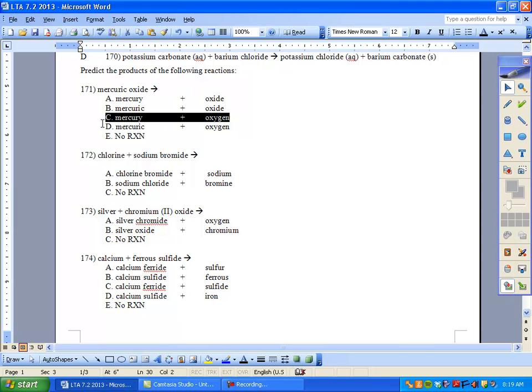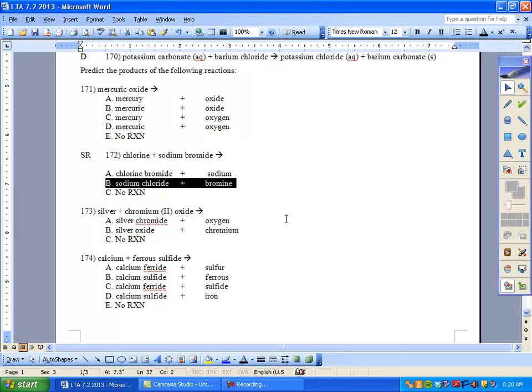So 171 is C. Number 172 is a single replacement reaction because I see a single element chlorine plus a compound sodium bromide. So I need to check what chlorine is going to replace. Since chlorine is a non-metal, it will try to replace bromine. So I check my activity series. Chlorine is more reactive than bromine, so this reaction will happen. And so I should get B, sodium chloride plus bromine.